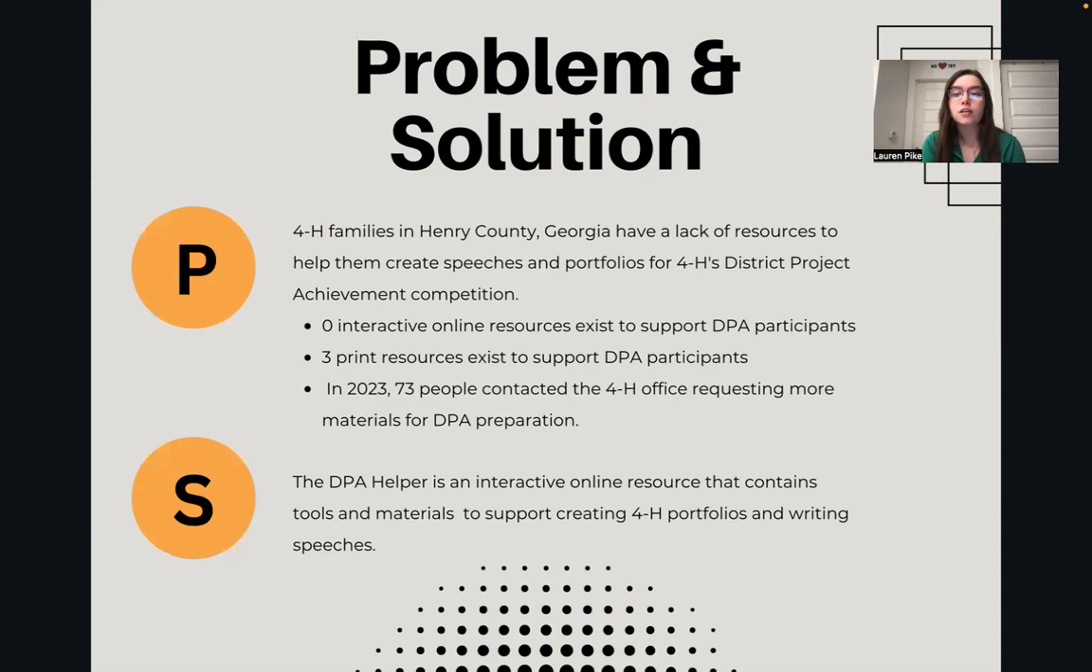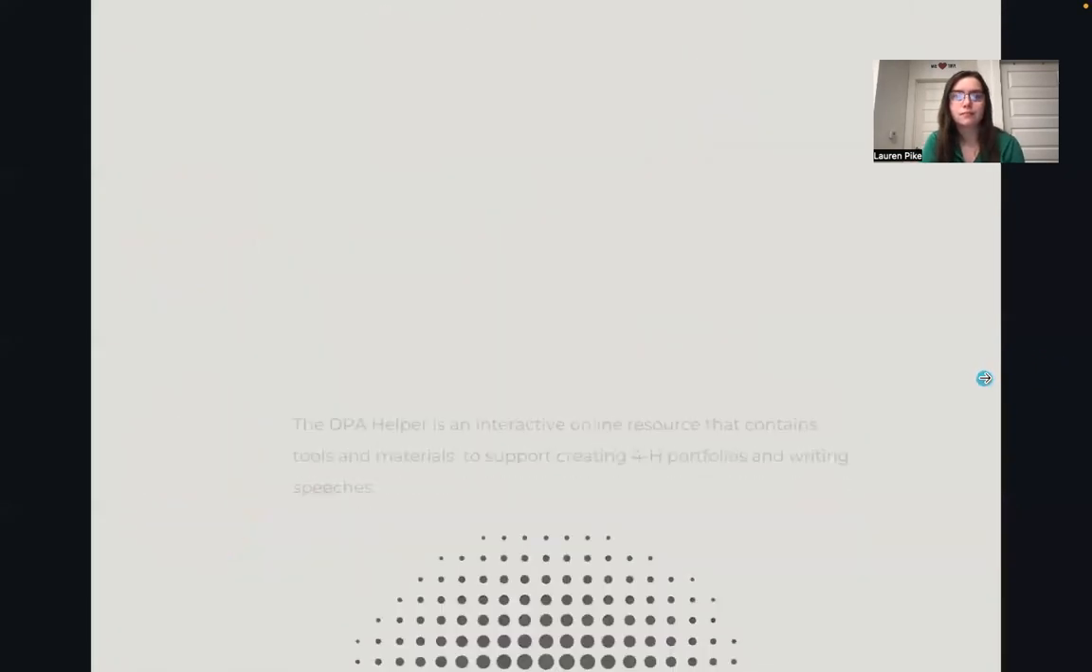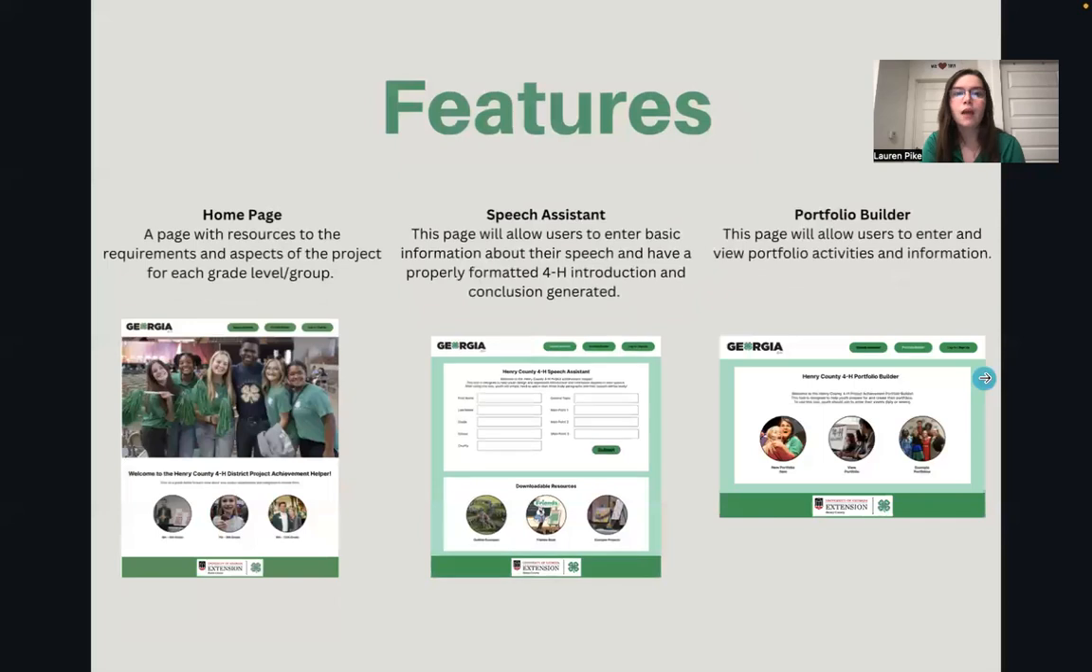The DPA helper is an interactive online resource that contains tools and materials to support creating 4-H portfolios and speech writing. The DPA helper has 3 main features. The first being a homepage, which is a page with resources to the requirements and aspects of the project for every grade level or group.